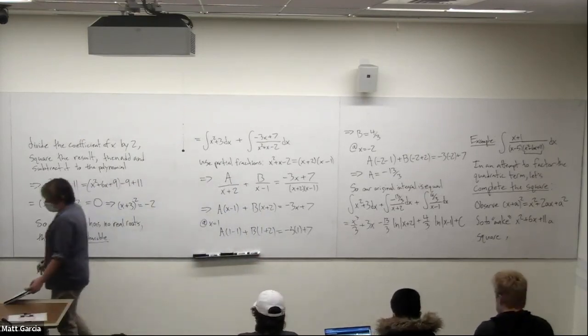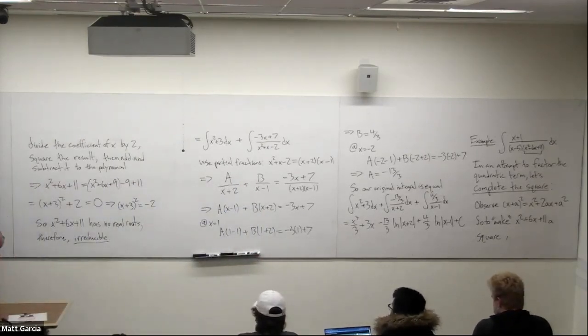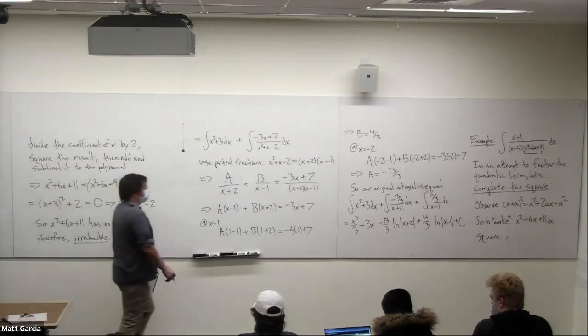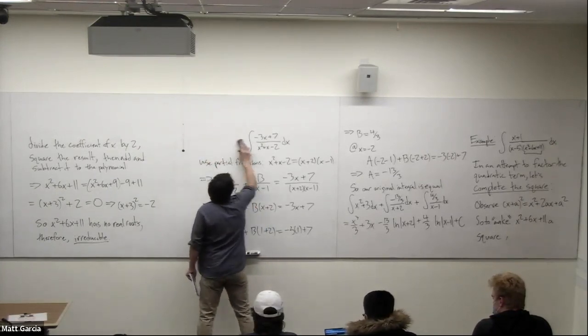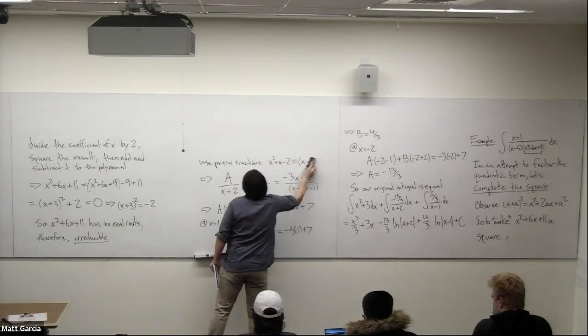Okay, so this is a bit different than the examples that we've seen involving partial fractions, right? Because we have an irreducible quadratic term in the denominator. So what do we do?